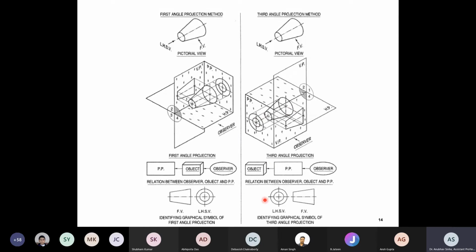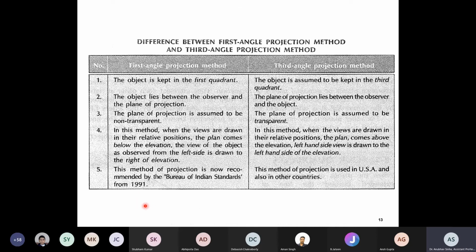So if I am looking from the left side, left hand side view, I will draw in the left side. If I am looking from the right side, I will draw it here. Whereas here, if I am looking from the right side, I will draw it on the left side. That is a bit confusing, but just be very careful. If anyone wants, I can repeat it. Is it clear? What is first angle and what is third angle?